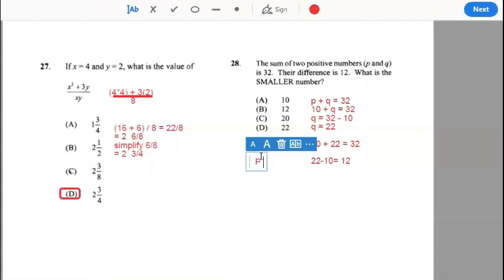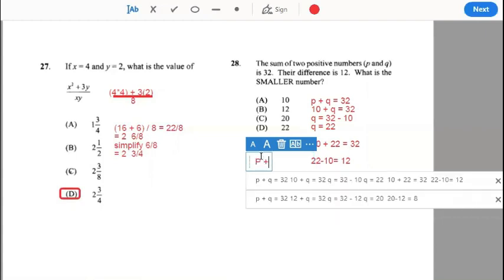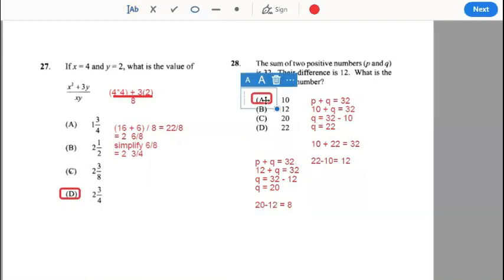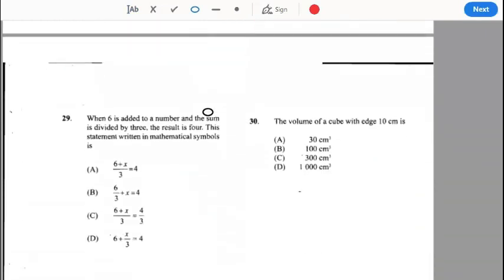So I used the same equation, P plus Q, and then I put P to be 12. So I said 12 plus Q is equal to 32. Solving for Q, Q is equal to 20. So 20 plus 12 will indeed give you back 32. But when you find their difference, will it be 12? 20 minus 12 is equal to 8. And that is why I definitely knew that A is the answer, and my initial working out was correct.